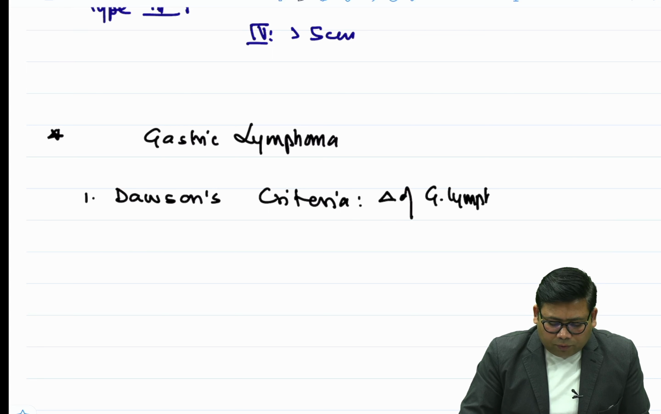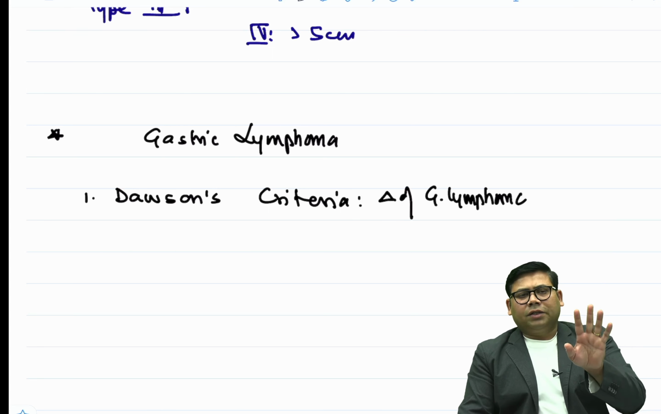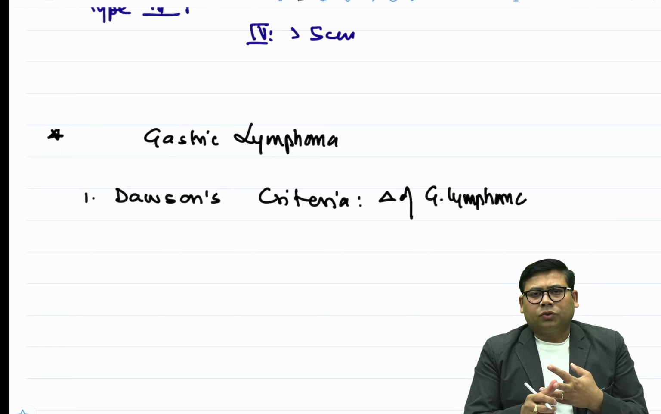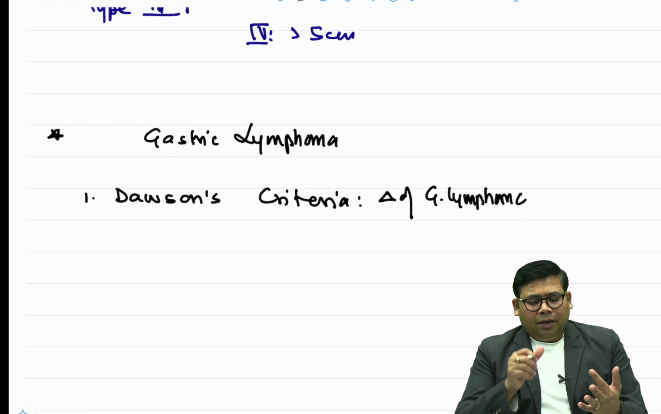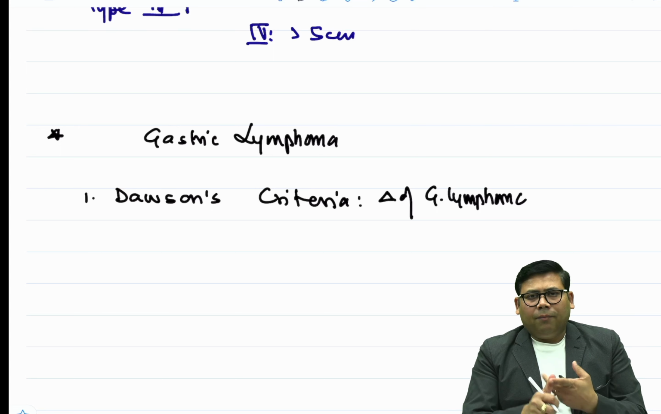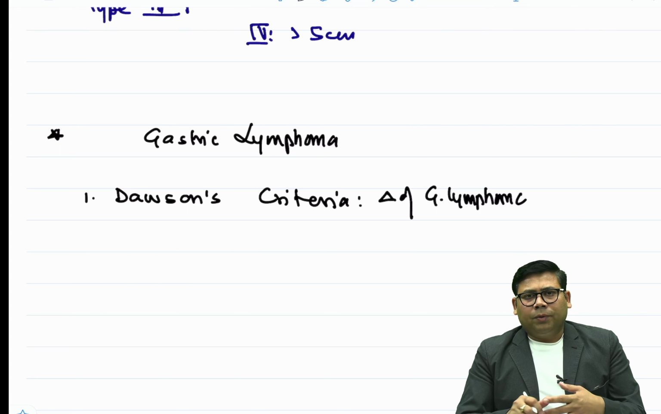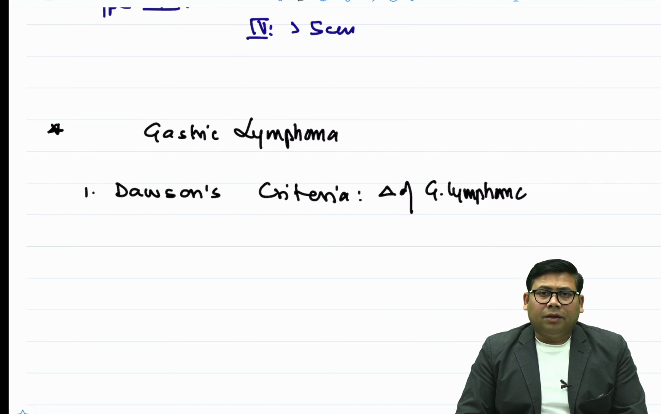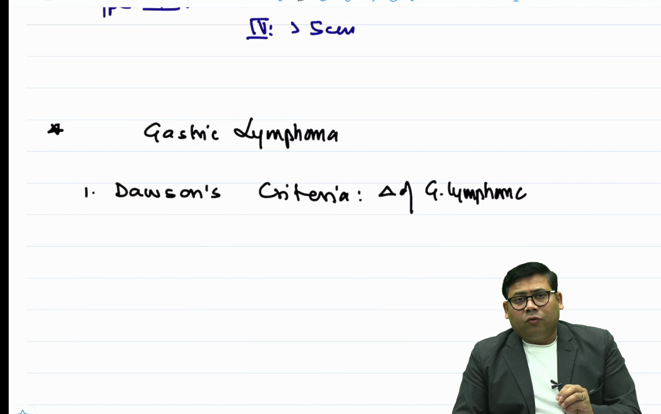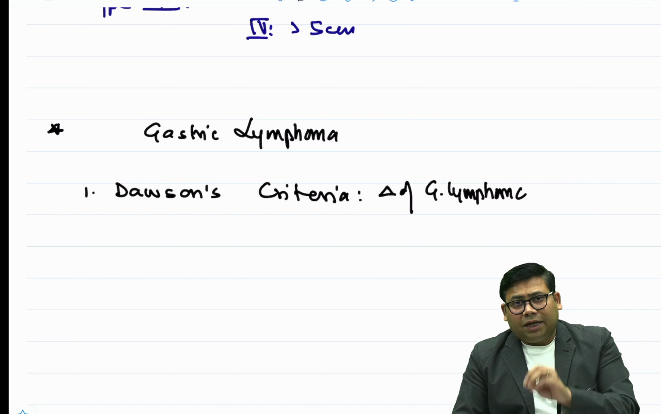There are 5 features. Clinical evidence of lymph nodes should not be there. No mediastinal lymphadenopathy seen on CT scan. The blood parameters should be normal. The marrow should be normal, and the disease should be isolated to the stomach itself or intestine itself. That is the criteria for gastric lymphoma. Otherwise, it would be a lymphoma with GI metastasis.